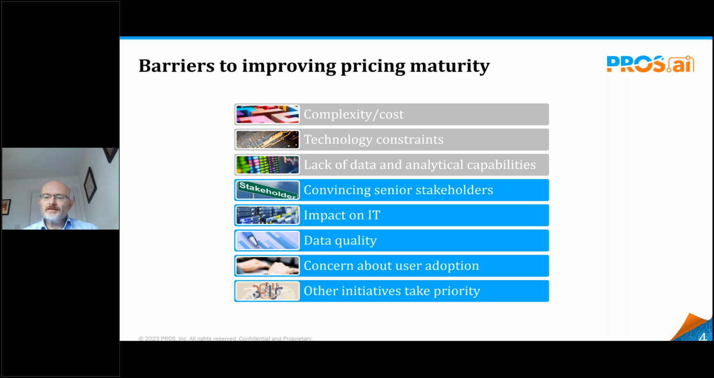We're going to look at the things that we need to consider to determine if each of these is a true barrier or something that we can overcome. We'll discuss in general terms what needs to be considered and look at some specific examples where we've helped companies overcome some of these issues. And so they are convincing senior stakeholders of the importance of the pricing initiative and supporting the pricing initiative, the impact on IT, any kind of data quality issues or concerns about data quality, concerns about getting the right level of user adoption, and other initiatives taking priority and therefore our pricing initiative not being able to get underway.